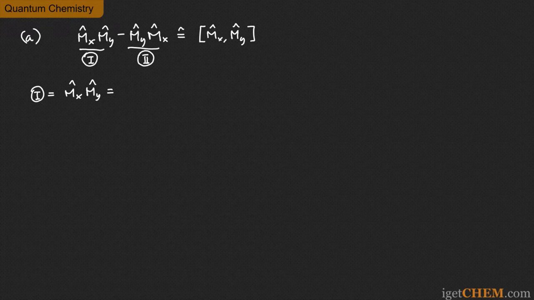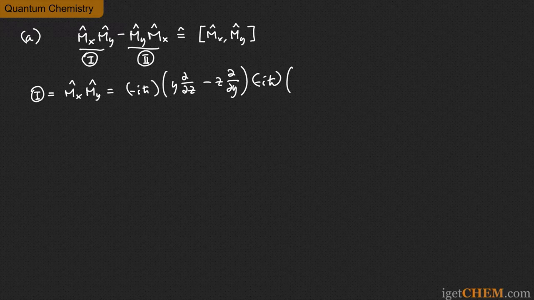So Mx is minus i h bar times (y ∂/∂z minus z ∂/∂y), and My is minus i h bar times (z ∂/∂x minus x ∂/∂z). So that's really what one is. Of course, what I need to do is to basically expand it, multiply out all the terms. So let me do that on the next line.